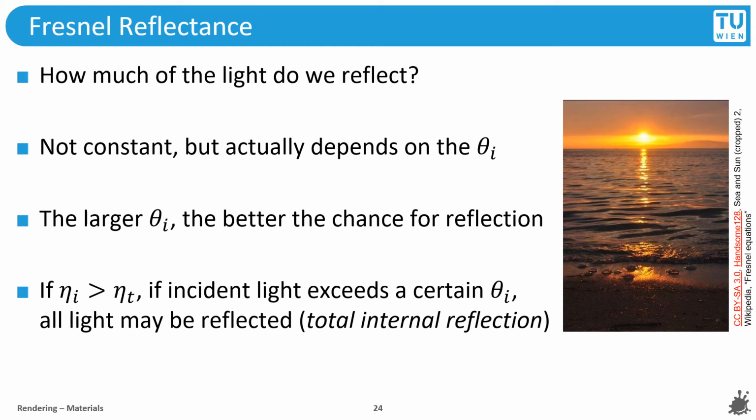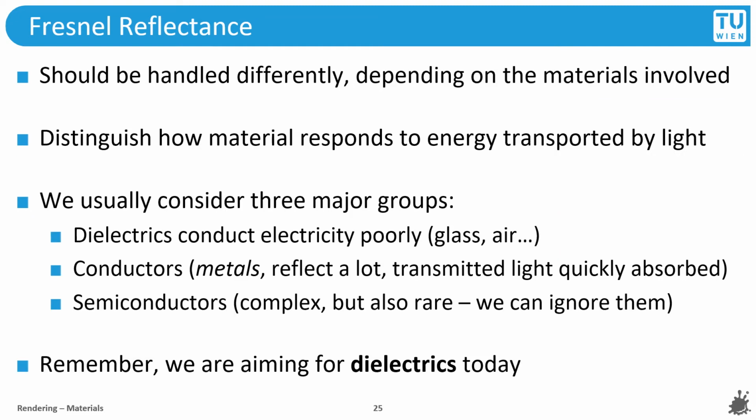For the exact computation of how much of the incoming light should be reflected, we use a principle called Fresnel reflectance. Fresnel reflectance is the result of a physically motivated computation so that we know how much of the light that hits a surface is reflected.